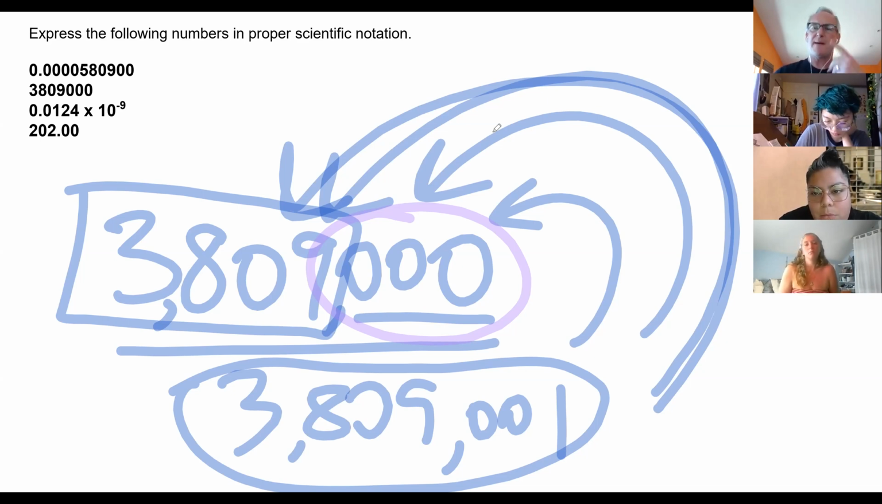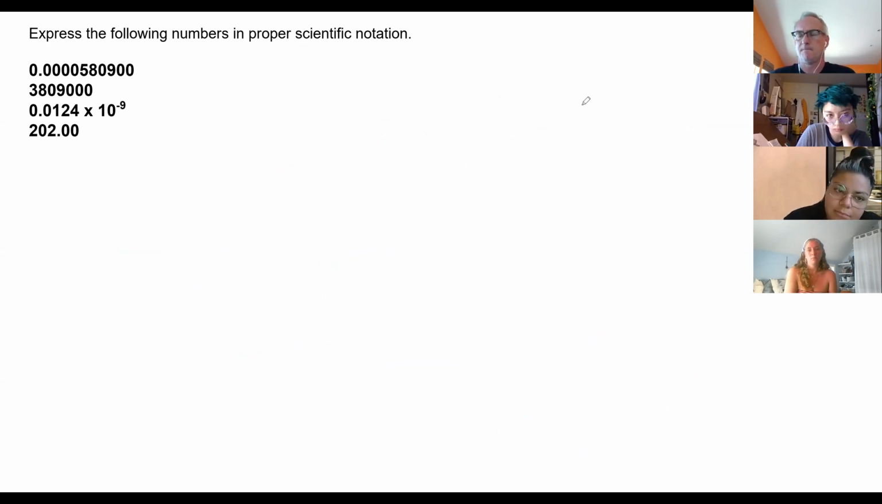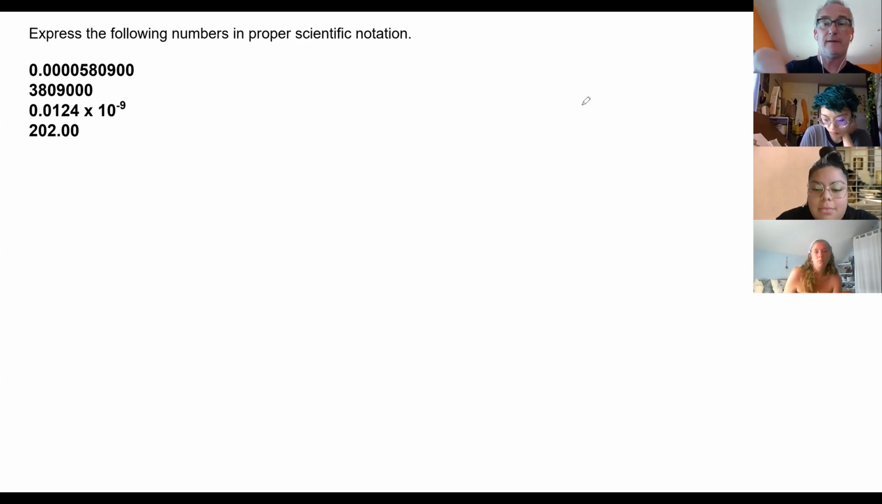So do you remember how to put things in scientific notation? Can anyone tell me how you do that? 3.809 times 10 to the 1, 2, 3, 4, 5, 6 power. 7, actually. Oh, no, 6, you're right. Yes. It basically means take a number between 1 and 10, and then how many times do I have to multiply it by 10?